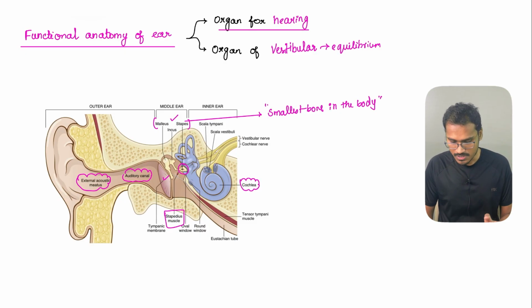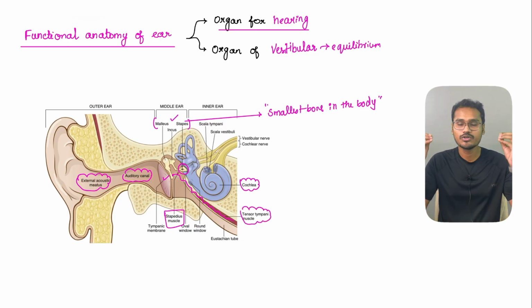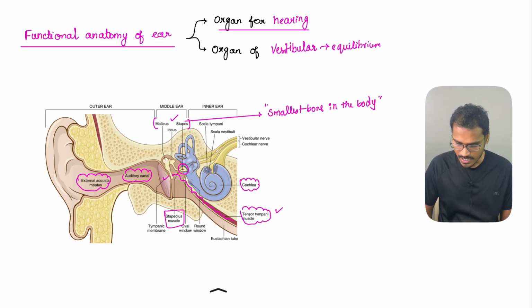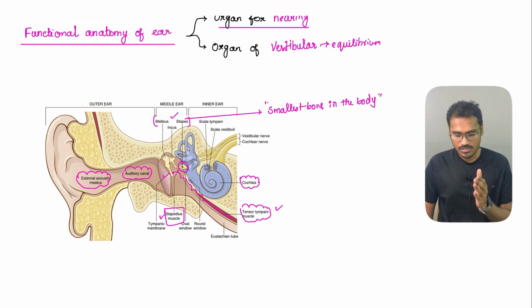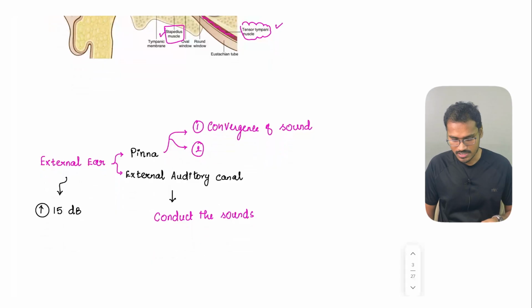And there is one more muscle which is attached to the malleus. You can see here, that is the tensor tympani muscle. This tensor tympani muscle is going to come to the oral cavity region to create a balance. So the tensor tympani muscle and the stapedius muscle are two important muscles which are located in the ear. So this is all about the primary functional anatomy. Now we are going to discuss it region by region.